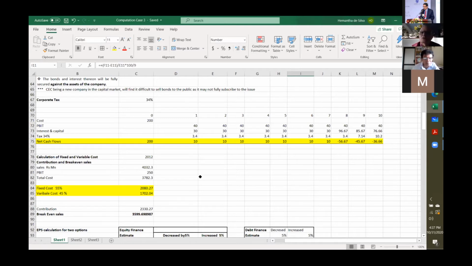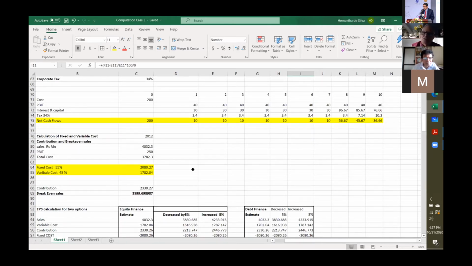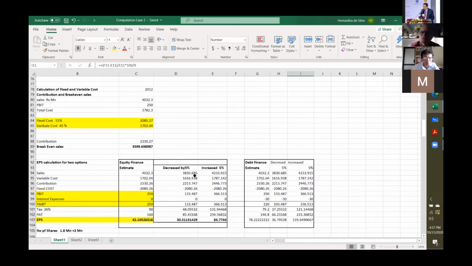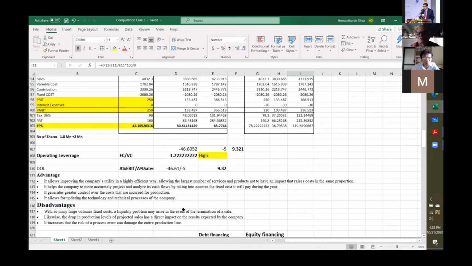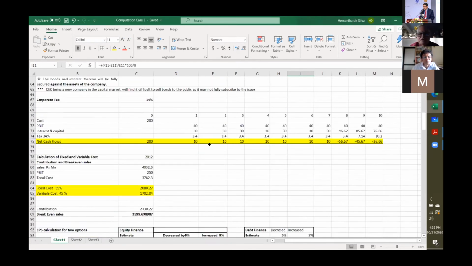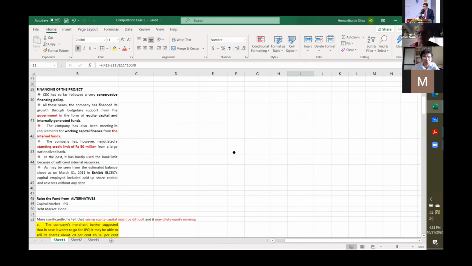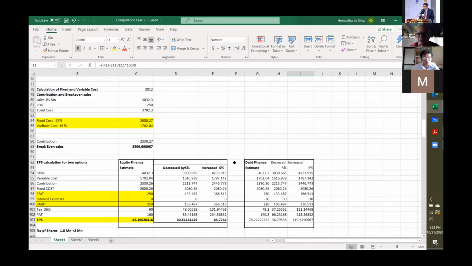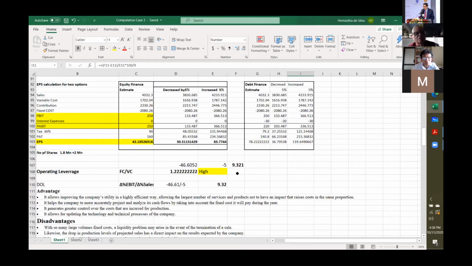Even if the overall sales decline, even if a project is doing well, if the overall sales of the company decline, they will not be able to pay interest. Yes, so the break-even point is very, very high. That is one point.